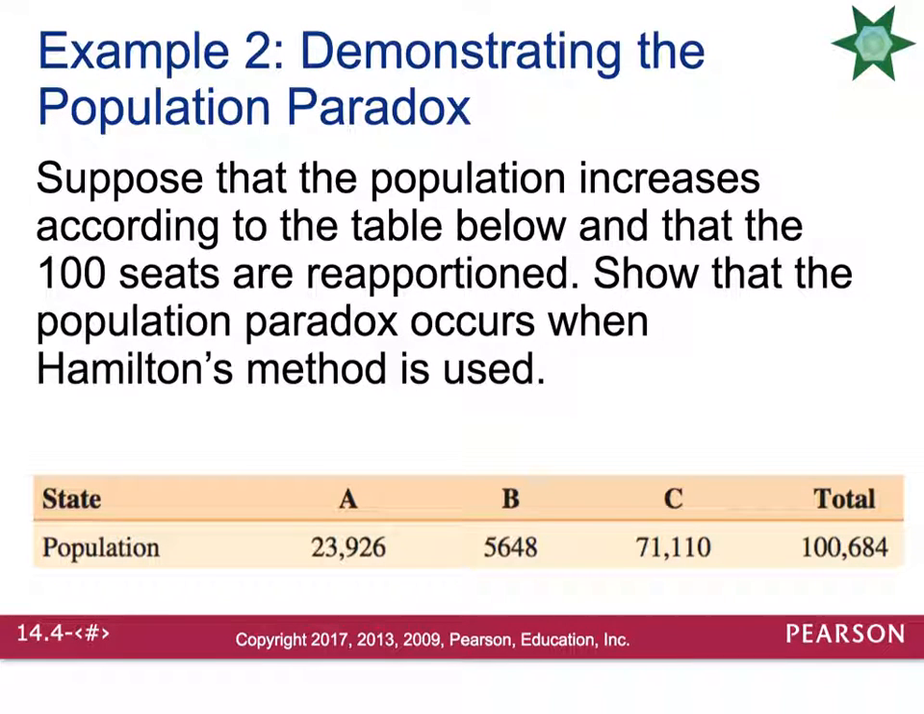Suppose that the population increases, according to the table below, and that the 100 seats are reapportioned. Show that the population paradox occurs. So population A is now 23,926, B is now 5,648, and C is now 71,110. So your population went up by 684 people. That's going to change your standard divisor, which is going to change everything.